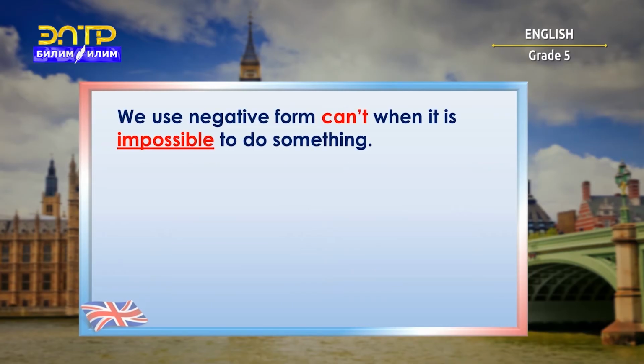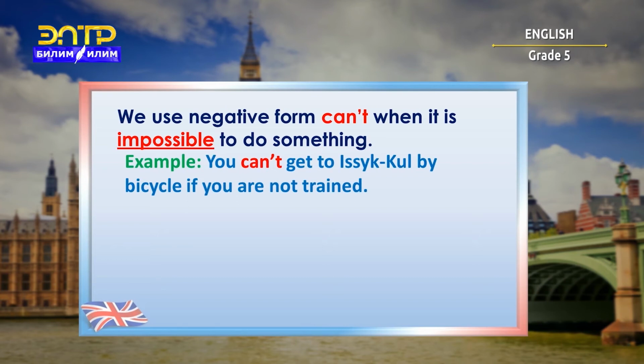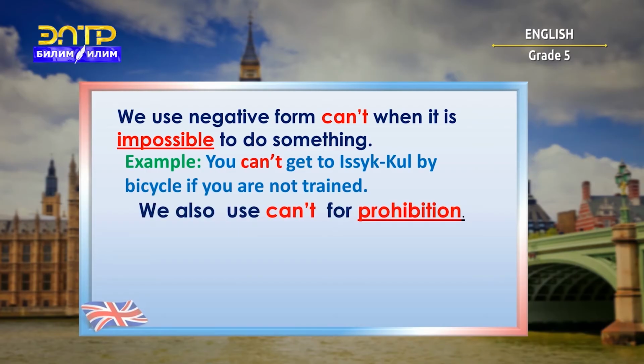We use negative form can't when it is impossible to do something. For example, you can't get to school by bicycle if you are not trained. But we also use can't for prohibition.